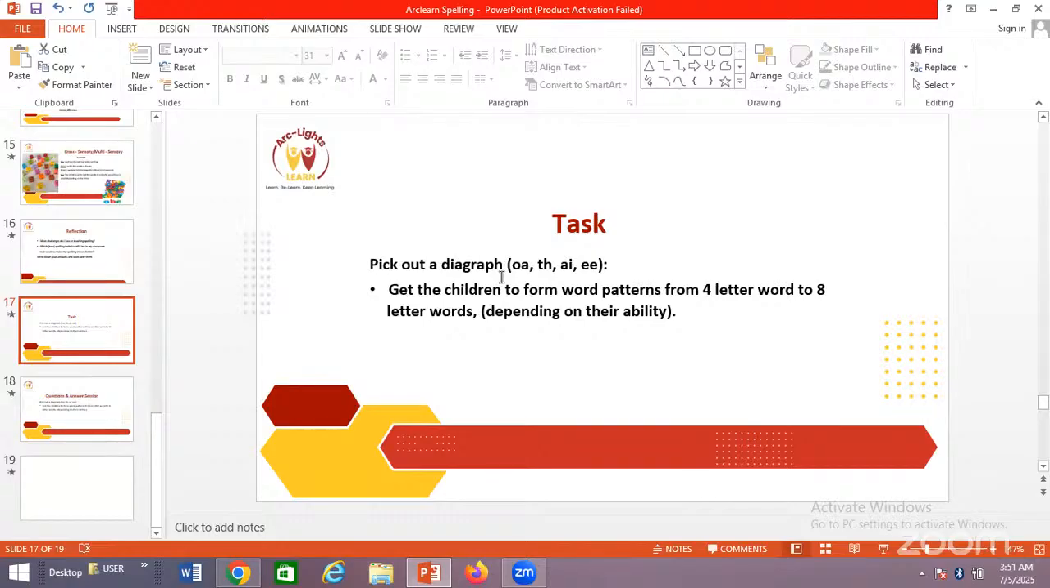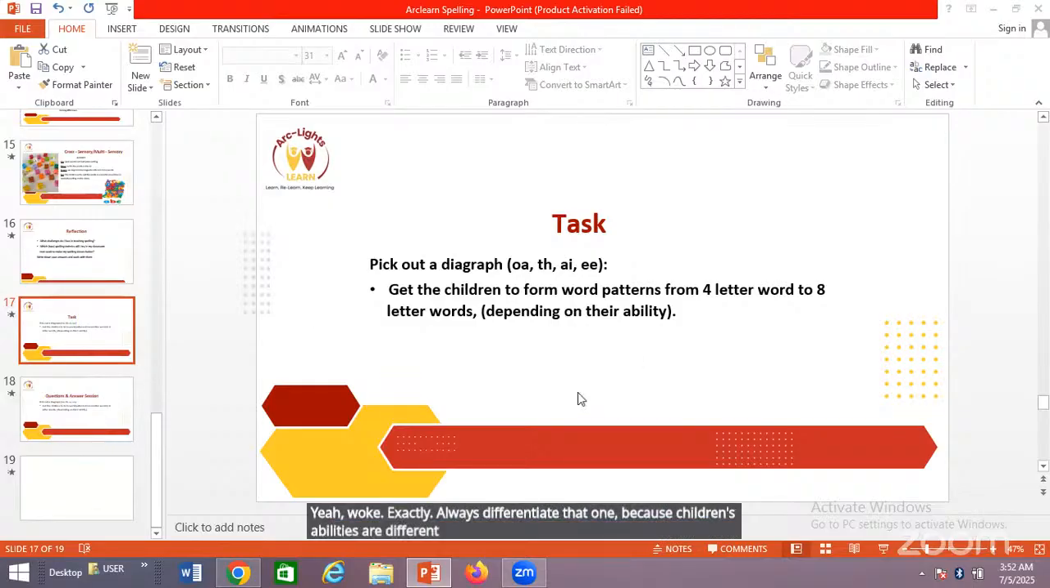Now, whenever you are working with children, remember to differentiate. Always differentiate their work, because children's abilities are different.